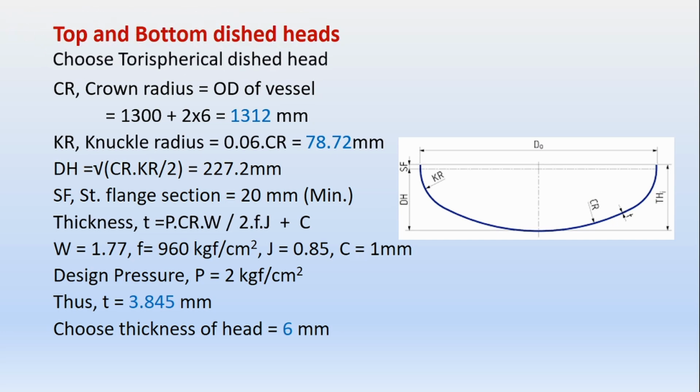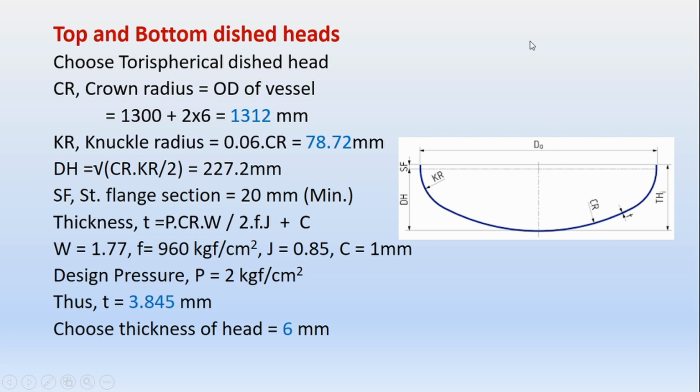So we will choose a torispherical dished head for the column, which is used very often. Most of the cases we use a torispherical dished head. So this is the schematic of a torispherical dished head. This is the external diameter or the outer diameter DO. The crown radius is CR.